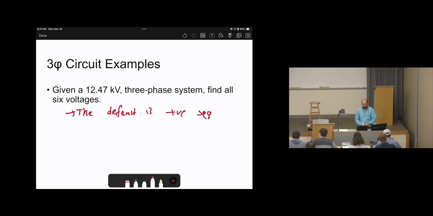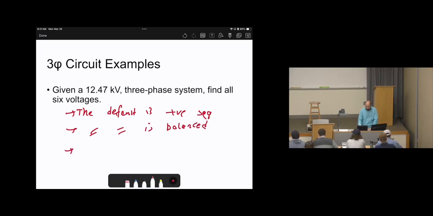The other thing: is there any information that says the system is balanced or unbalanced? Is there information about the three-phase voltages or the loads, so that I can determine whether it is balanced or not? Nothing, right? No information. The only thing that I have is the voltage, 12.47. So since there is no information, the default is balanced.